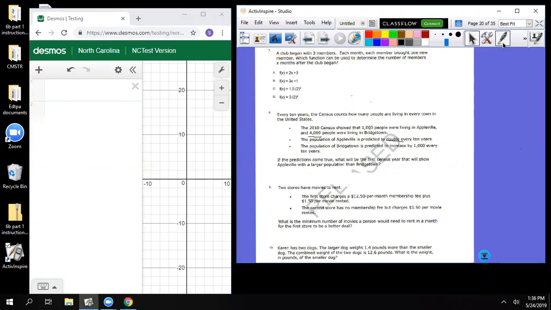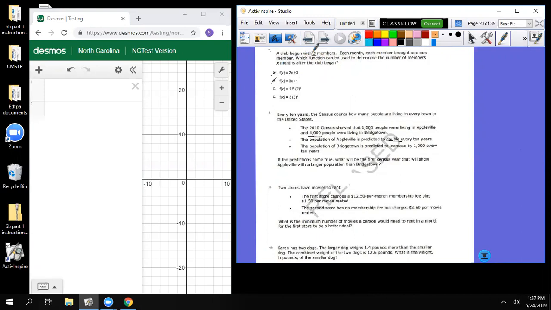Each month, each member brought 1 new member. Which function can be used to determine the number of members X months after the club began? Well, first of all, we need to know the initial value, and that initial value is going to be 3. Each month, each member brought 1 new member. That means it's doubling. And because I know that everything is doubling, that means I'm going to use an exponential function. So A and B are no longer options.